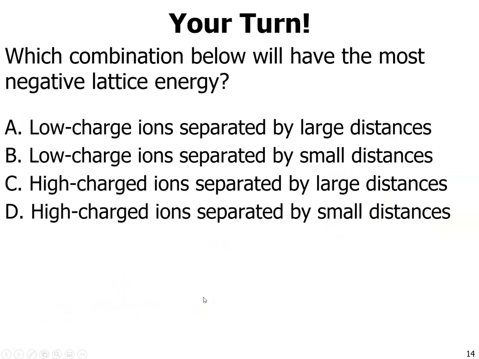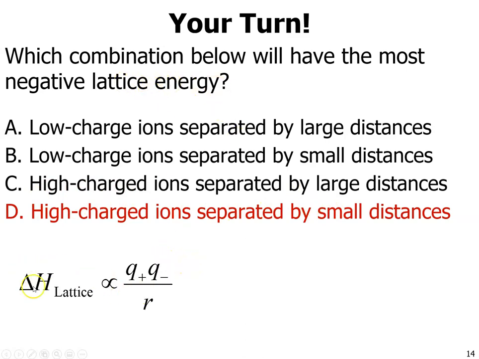All right, here's another question. Which combination below will have the most negative lattice energy? Again, looking at Coulomb's law, the energy is equal to a constant multiplied by the charges of the two elements multiplied by each other, divided by the radius. We want the highest charged ions separated by the smallest distance to give us the largest lattice energy.